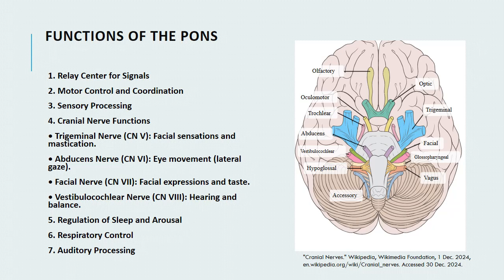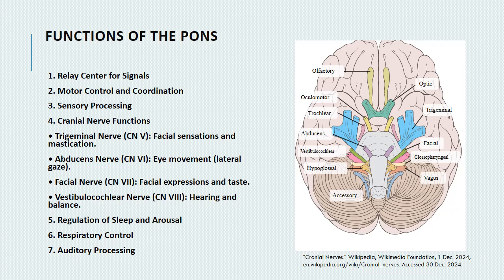Number 3, sensory processing. It processes sensory information including touch, pain and temperature via pathways connected to the trigeminal nerve. Number 4, cranial nerve functions include facial sensations and mastication through the trigeminal nerve, eye movement to the lateral side, lateral gaze is controlled by the abducens nerve, facial expressions and taste through the facial nerve, hearing and balance through the vestibulocochlear nerve.